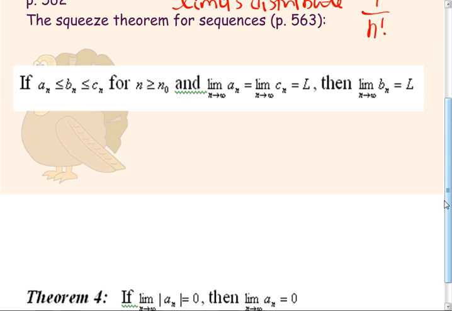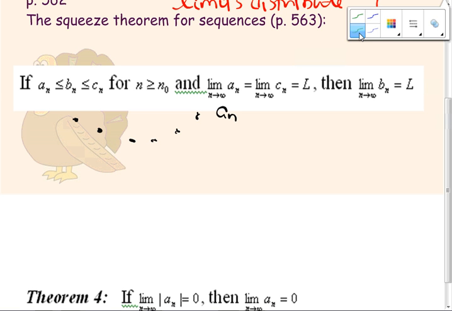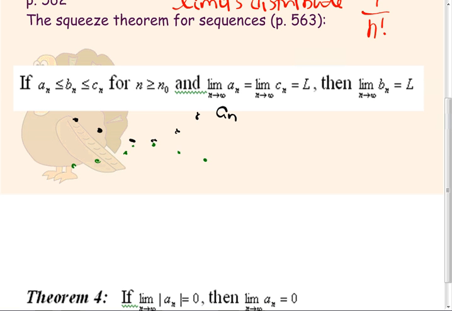Let's just do the squeeze theorem for functions because it's going to be easier for me to draw. It's the only reason. So you have some function or some sequence, a sub n. Remember, these are just numbers. And then you have another one, c sub n. Okay, there's my c sub n. And my b sub n is trapped between a sub n and c sub n.